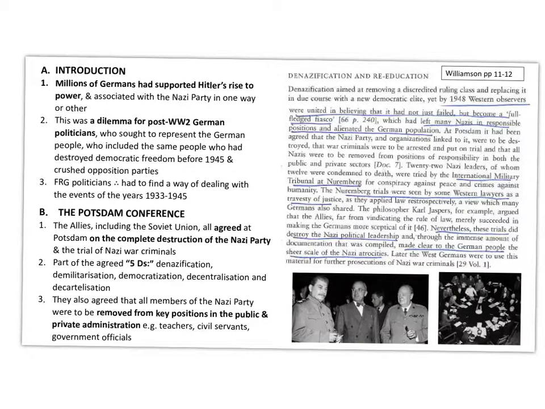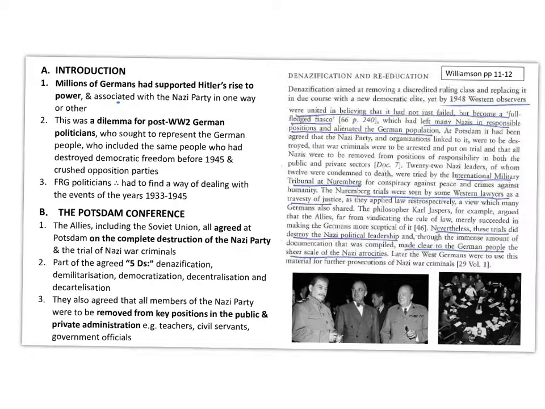Right. So, introduction. Millions of Germans had supported Hitler's rise to power. Obviously, we're aware of that. There were different degrees of support, remember. Support is a very broad term, from active support to passive support. But most Germans in one way or another had given some form of support to Hitler at some point.